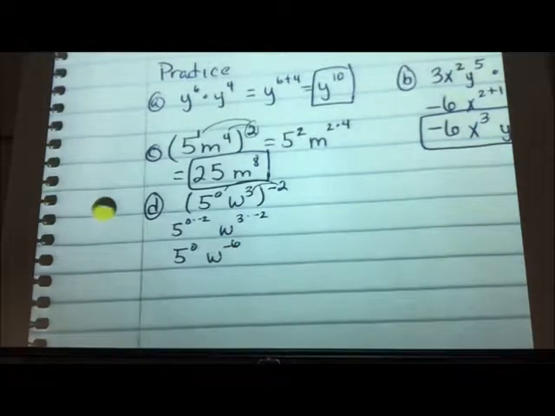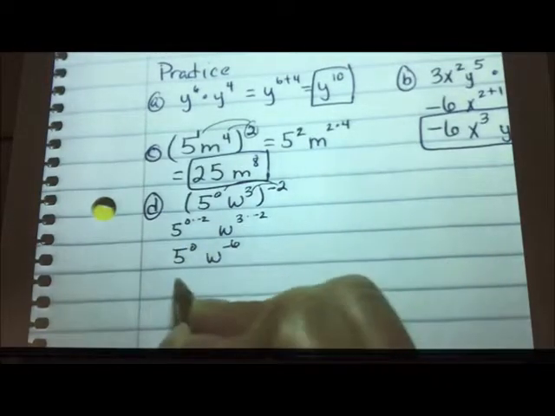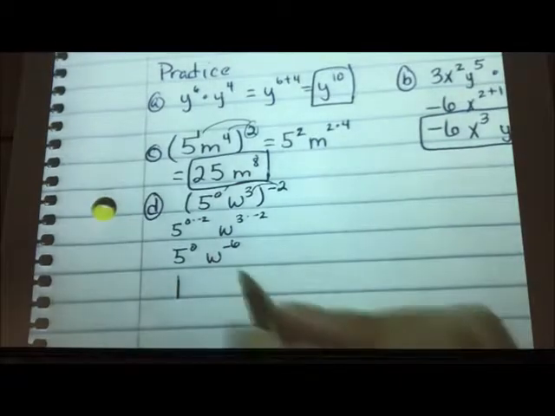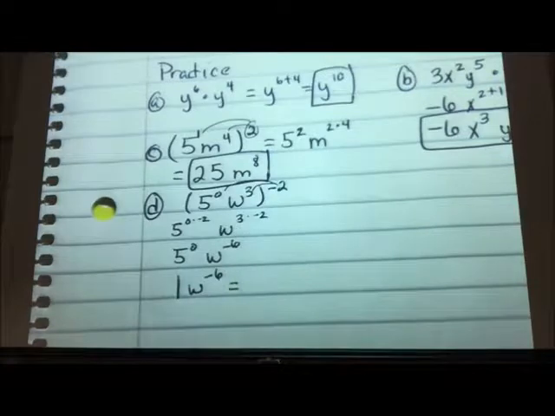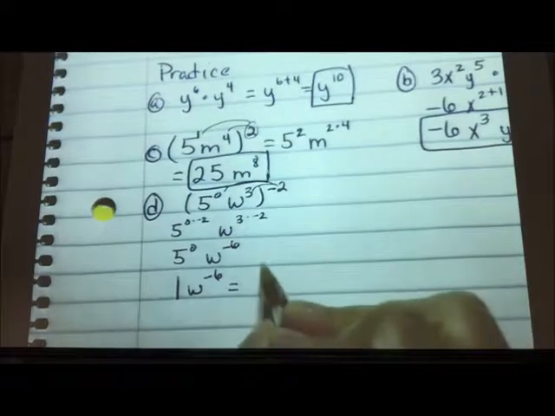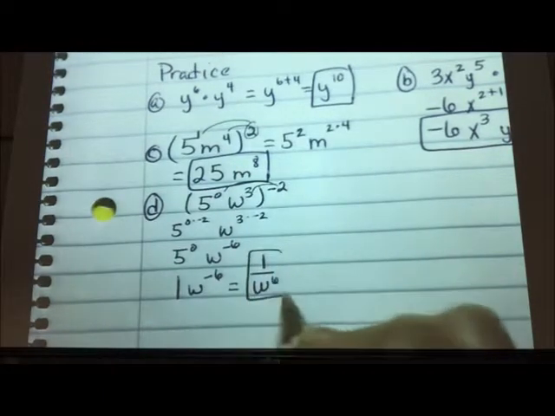Now, rule 1 says anything to the 0 power is 1. So this here becomes a 1. That is still w to the negative 6. But then rule 2 says, hey, negative exponents are not allowed. So I have to rewrite this as 1 over w to the positive 6.